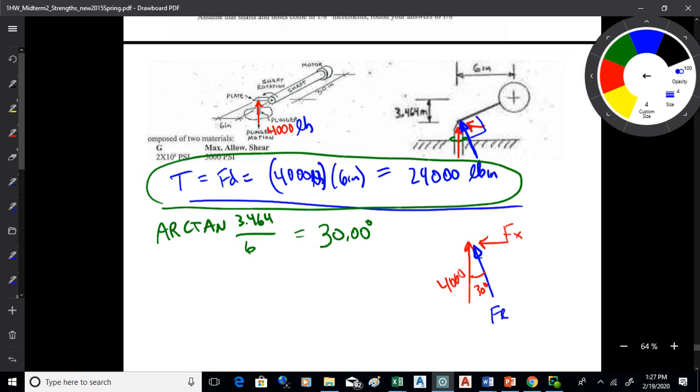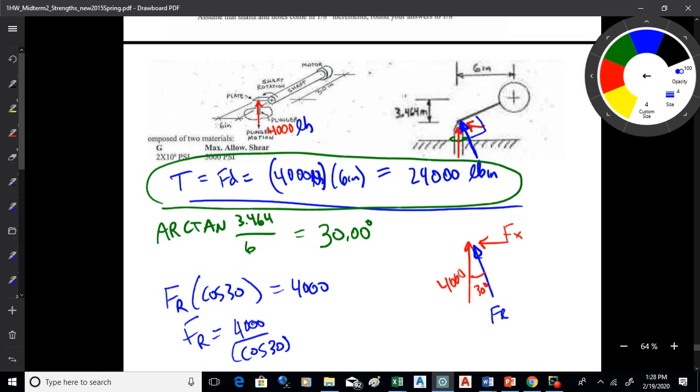So I think the thing to do here is to realize that if you take FR cosine 30, that equals the 4,000. See, the resultant has to be bigger than 4,000. The intuitive thing people often do is take 4,000 times cosine 30, but that'll make your resultant vector smaller than 4,000, which isn't right. The resultant vector is bigger, so it'll be 4,000 over cosine 30.